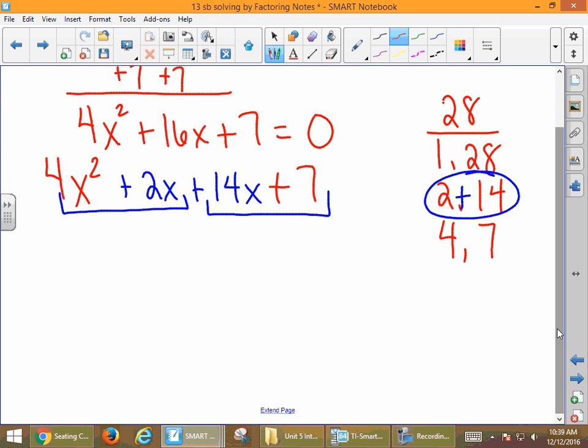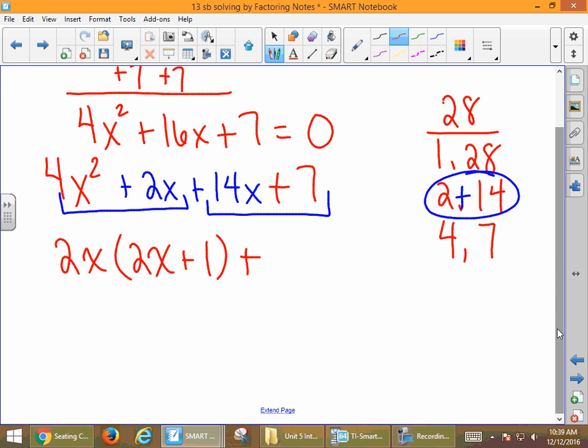So when we look at this then, the GCF in our first group between 4 and 2 is 2. Between x squared and x is x. 4 divided by 2 is 2. X squared divided by x is x. We had 2 x's, we took out 1. And here's the thing. 2x divided by 2x is 1. We must write the 1.